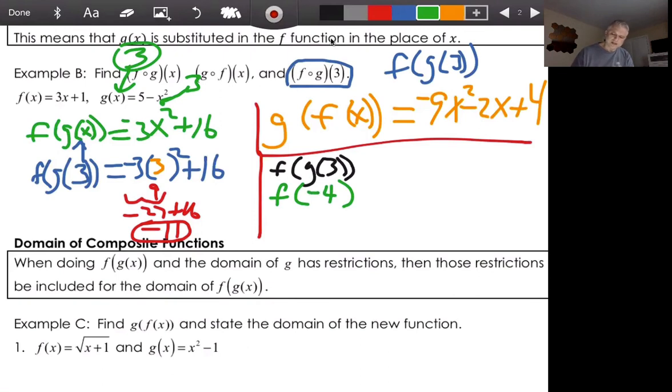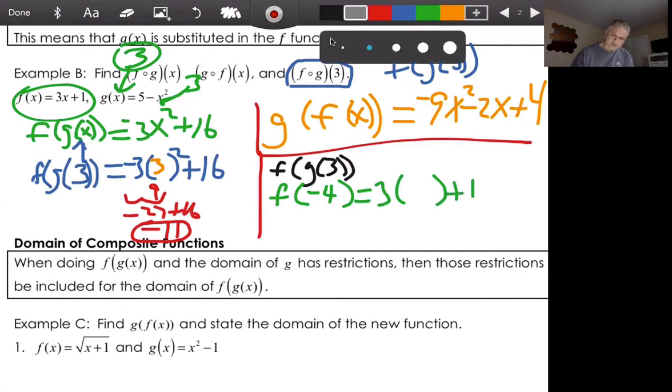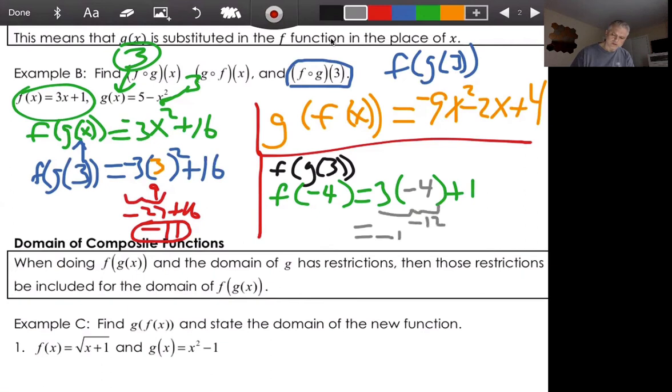So now I can take the -4 and put it into my f function. So f of -4 is 3 times x plus 1, but I'm not going to use x, I'm going to use -4. So 3 times -4 is -12, plus 1 is -11. So there are 2 different ways to do it. Take your pick. I think this one is nice if you haven't already gotten f of g of x, but if you did already get f of g of x, have at it.